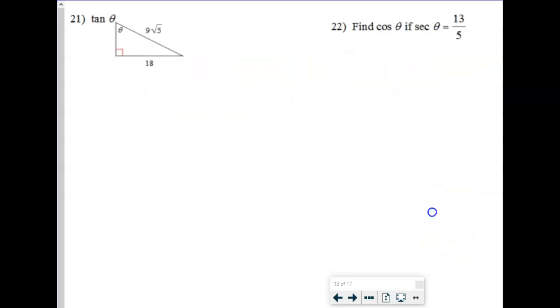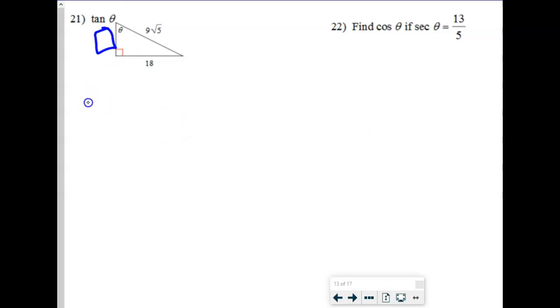All right, let's take 21 and 22. I think we need to look at both of those. So 21, we have tangent of theta. Tangent's not a hard trig function for us. The problem is tangent is supposed to be opposite over adjacent, and we don't have adjacent. So we need to set up the Pythagorean theorem here, and I don't have a shortcut for you.